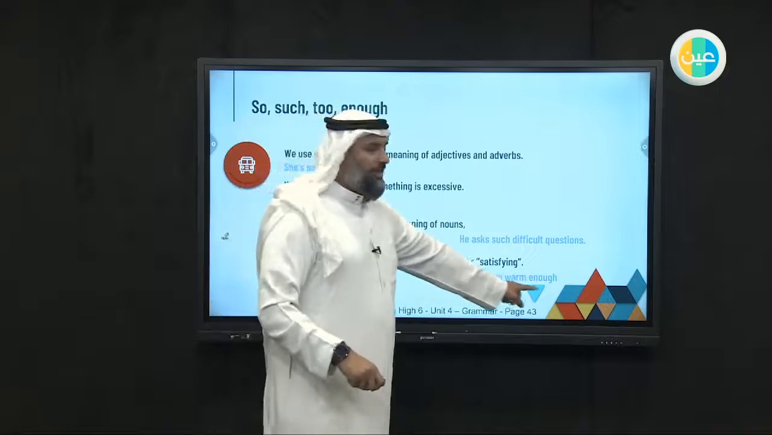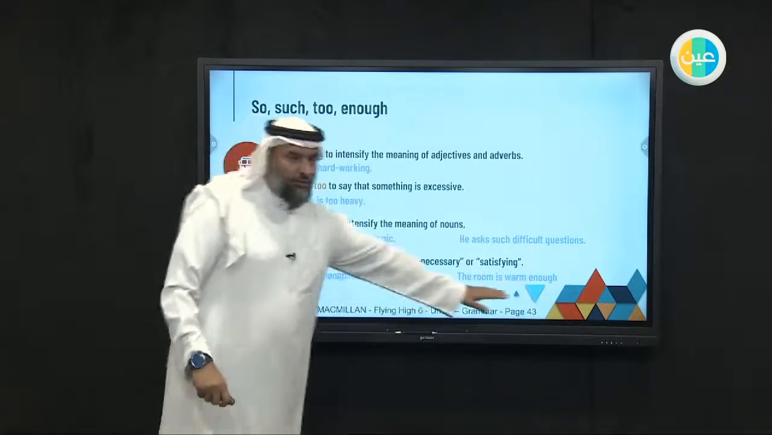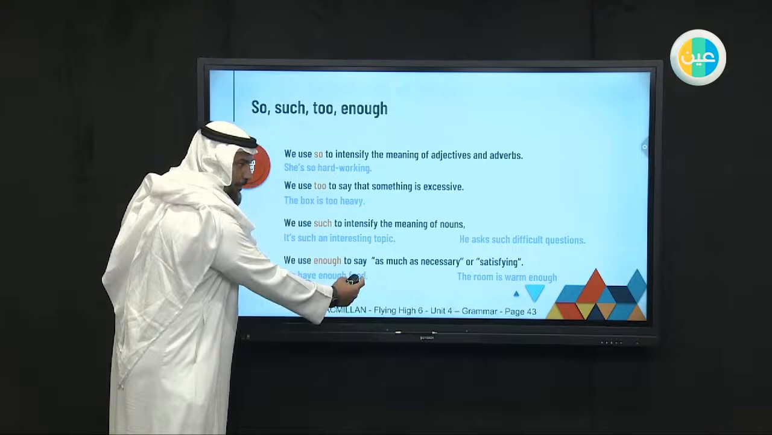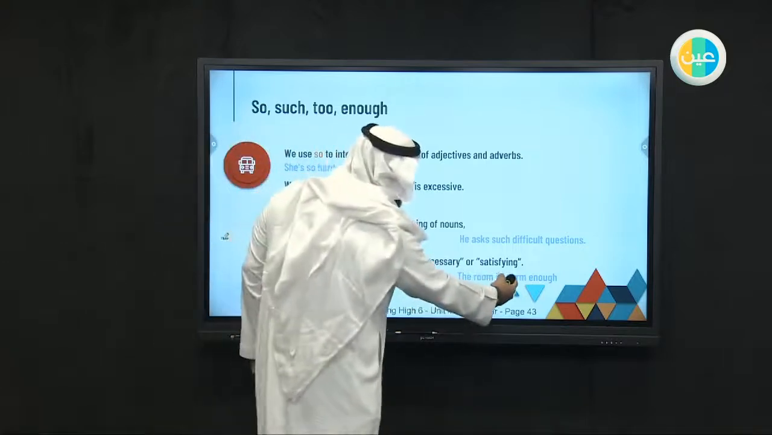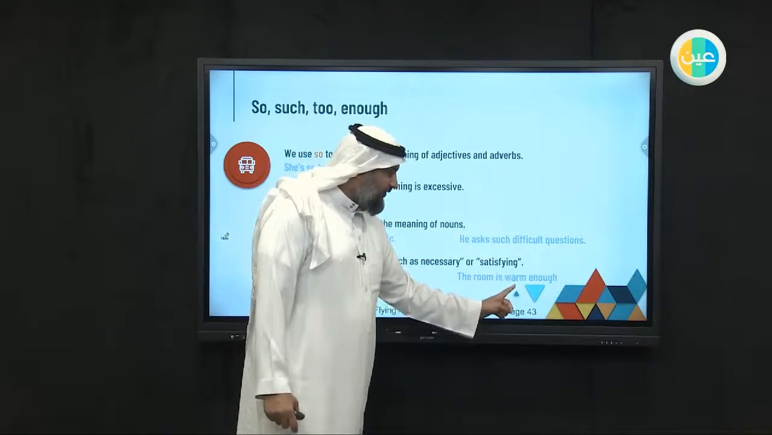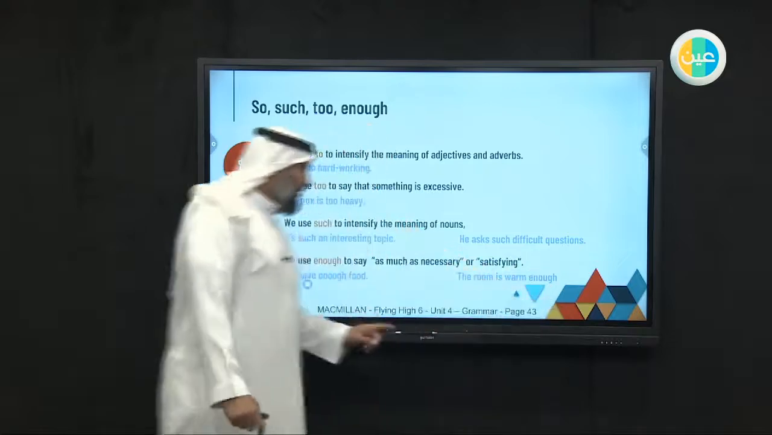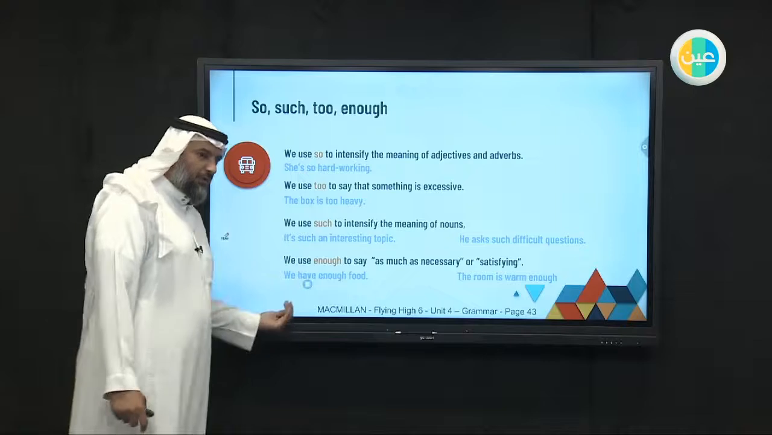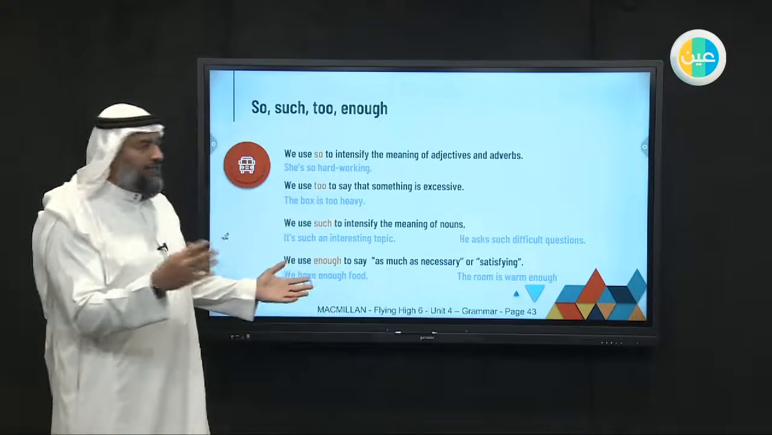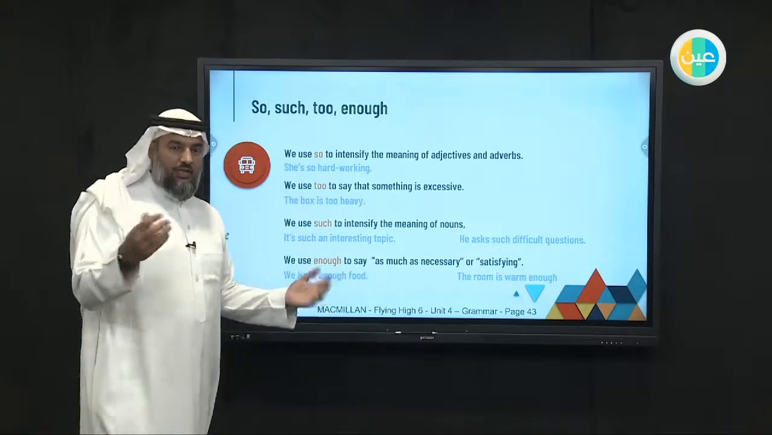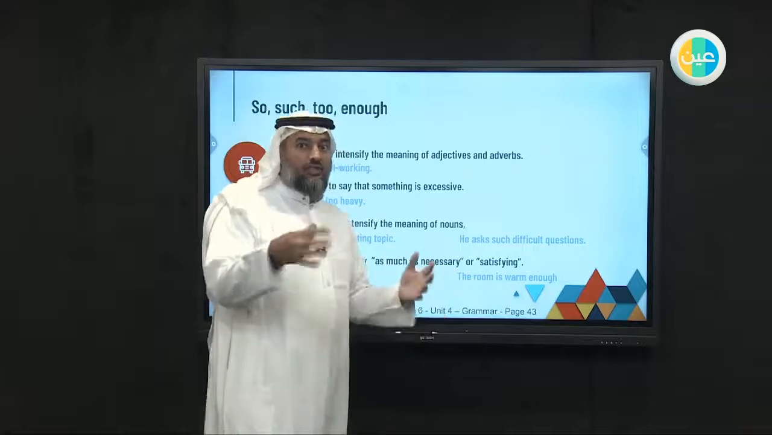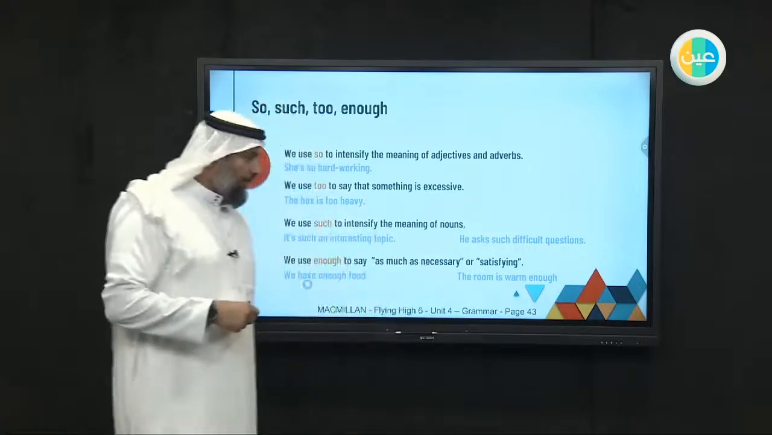The room is warm enough. Now what's the difference between this one and this one? In this one it's a noun. It came before a noun. If you say enough food, food is a noun. So enough food. But in this one it's warm enough, it's an adjective. It's warm, صفة. So if you use an adjective, you put enough after the word. But if you use a noun, you put enough before the word. For example, we don't have enough blankets. Blanket, معناها غطاء. It's a noun. But if you say it's warm enough, or it's cold enough. Cold, it's an adjective. Okay.